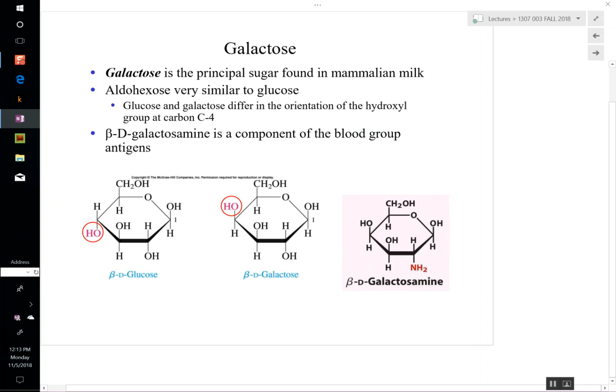All right, galactose. Here is beta-D glucose. Here is beta-D galactose. What do we got here? Bottom, top, bottom. Beta-D galactose: bottom, top, top. Above, below, whatever you want to call it. There's also beta-D galactosamine.